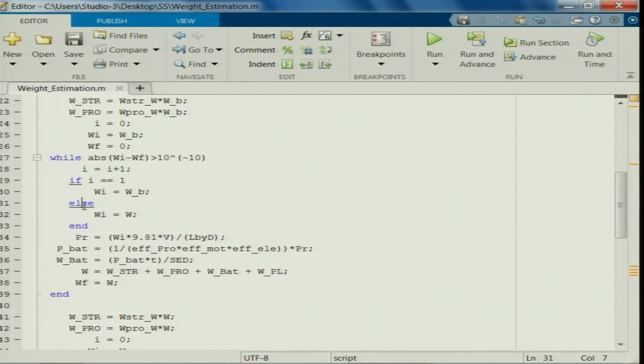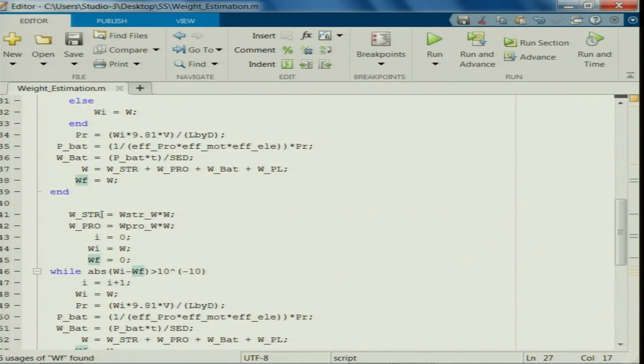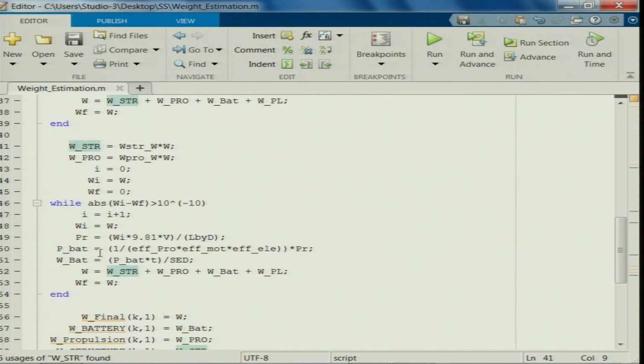Else, for any other iteration, this W I will take the new weight that we have estimated, right. Then it will find out the error between them, and if the error is less than the tolerance, it will break and continue with the next iteration, next for loop, next while loop here, with the upgraded structural weight and propulsion weight, right.